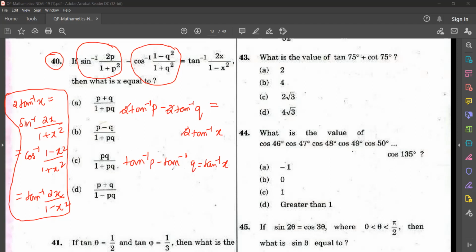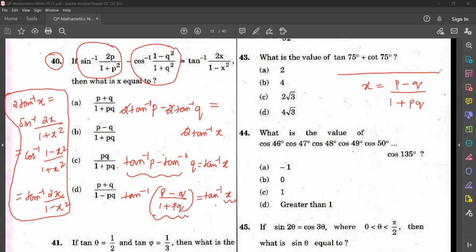So what is the formula for tan inverse p minus tan inverse q? If you don't know, please learn it by heart. Tan inverse p minus tan inverse q is tan inverse of p minus q by 1 plus pq. That is equal to tan inverse x. Now see, here tan inverse x, so what can I write? I can write x is equal to p minus q by 1 plus pq. Option B is the correct answer.